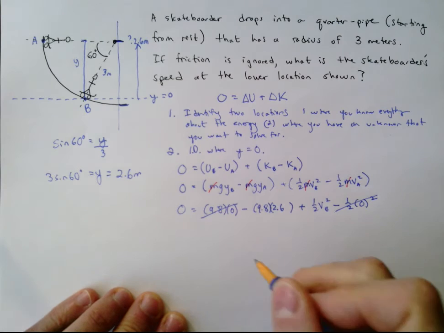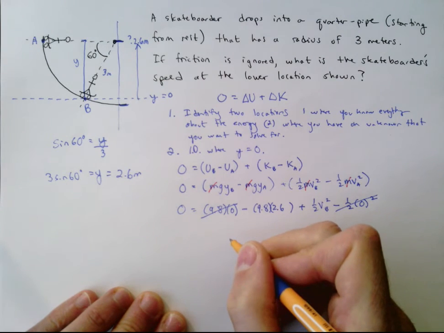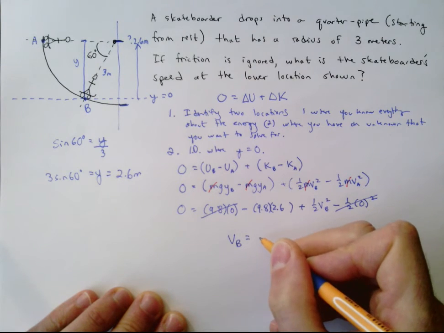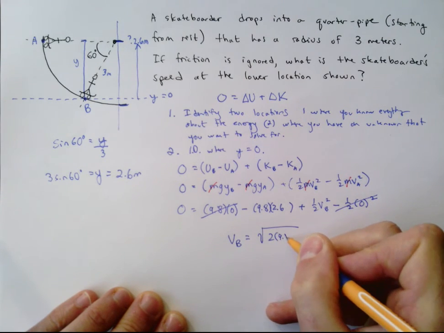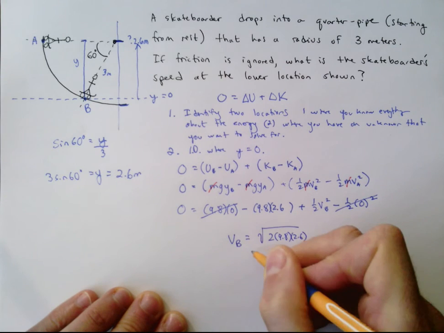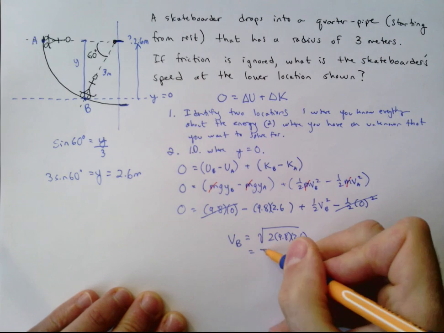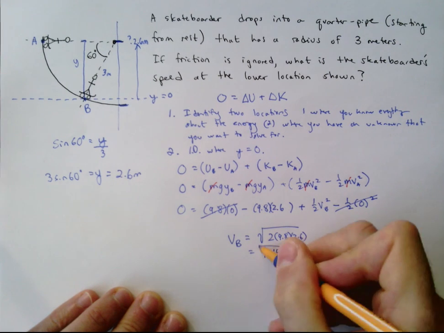So just to solve this, the speed at B is equal to the square root of 2 times 9.8 times 2.6, and that'll finish things up for us. So multiply by 9.8, multiply by 2, take the square root, and I have 7.14 meters per second as the final answer.